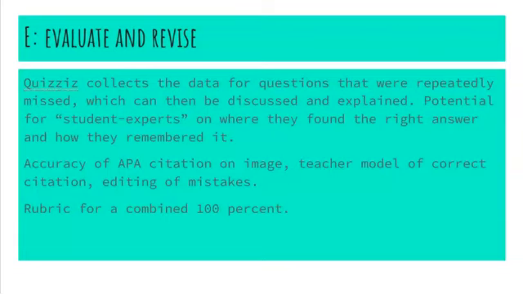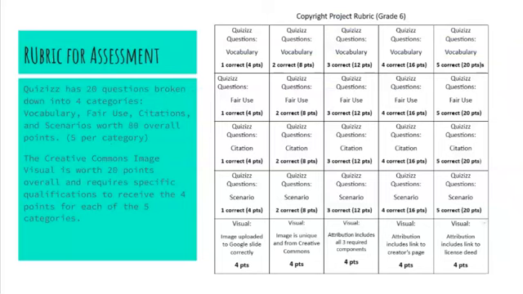For the accuracy of the APA citation on the image, the teacher can model the correct citation, we edit the mistakes, we have them go in and fix them. The overall rubric is a combined 100%, which is here. The quiz has 20 questions overall, so it's a very, very simple assignment. Each of those 20 questions is broken down into 4 categories.